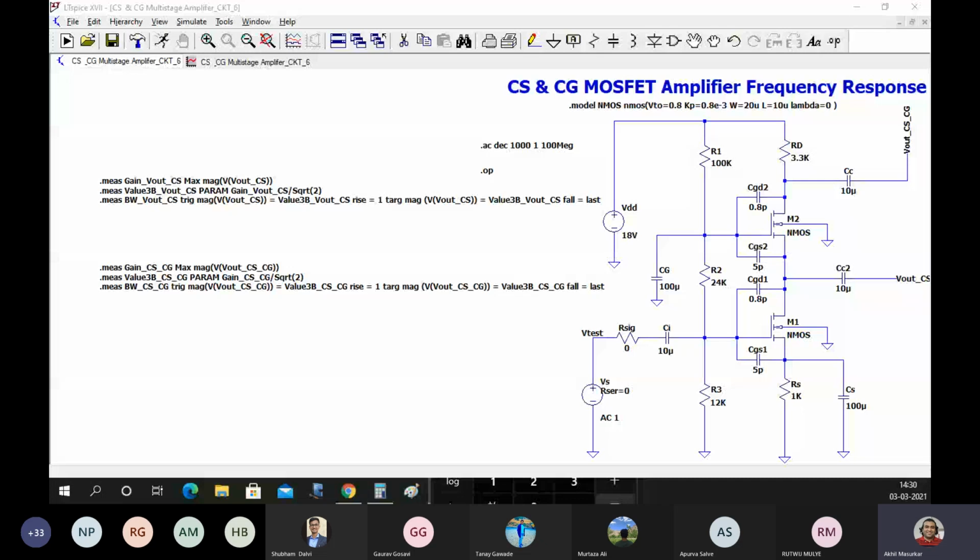The common mistake students make is they don't set the VTO and KP properly. So VTO is 0.8 volts and KP is 0.8 times 10 raised to minus 3.